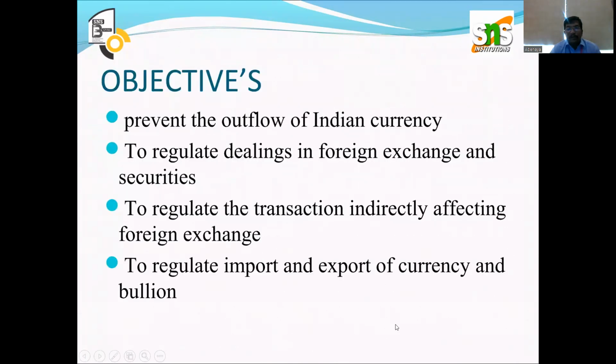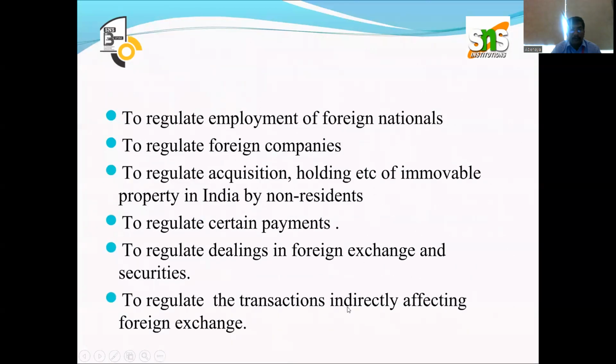So, what are the objectives of FERA? Prevent the outflow of Indian currency, regulate dealings in foreign exchange and securities, regulate transactions indirectly affecting foreign exchange, and regulate import and export of currency and bullion. So they have to regulate everything. You can see the word regulate. Everyone knows about rules and regulations; you must follow the rules and regulations. So, to regulate import and export of currency and bullion.